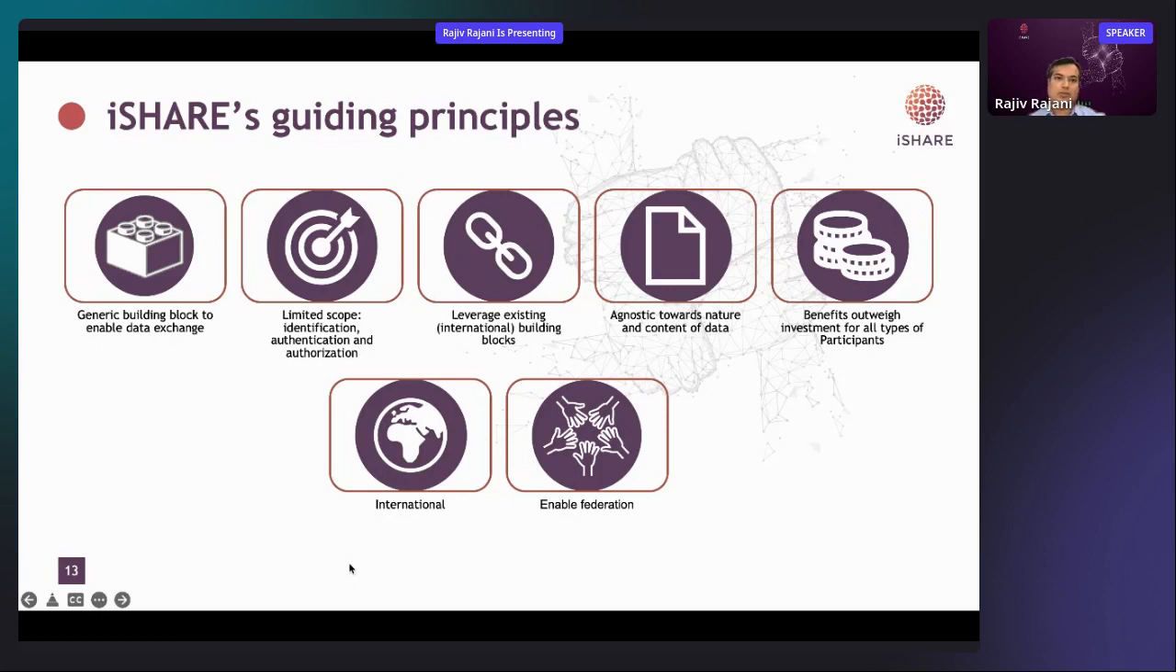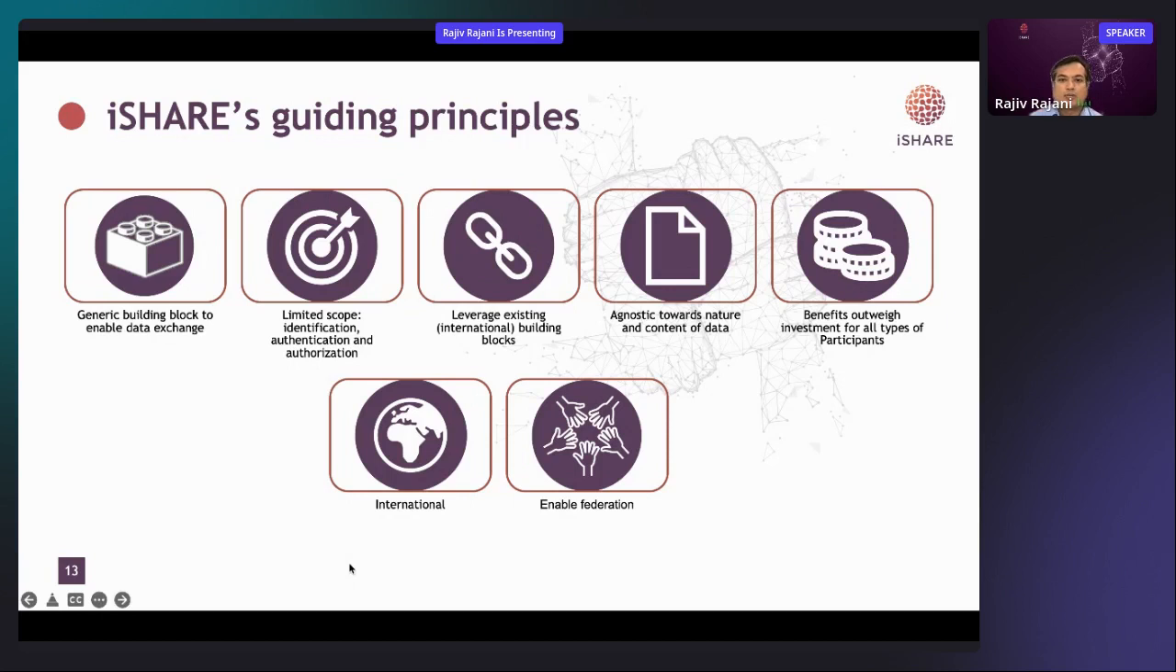So iShare scope is limited to identification, authentication, and authorization in terms of specifications, but its scope in terms of the legal coverage is throughout. Because everything is determined in identification, authentication, and authorization on that data set, all elements related to that exchange are covered by that aspect, and that is what we saw as the minimum that we require in order for any data exchange to happen. So we limited our scope to identification, authentication, and authorization, right?